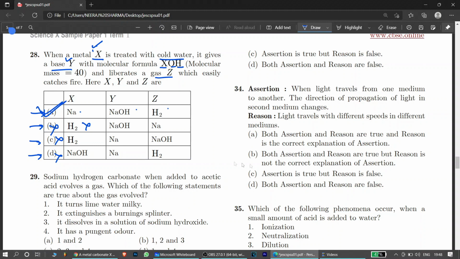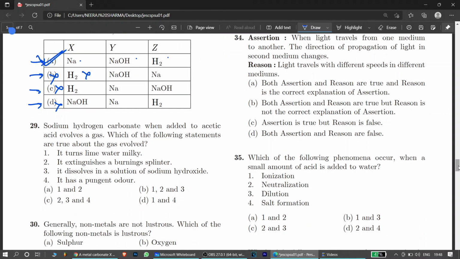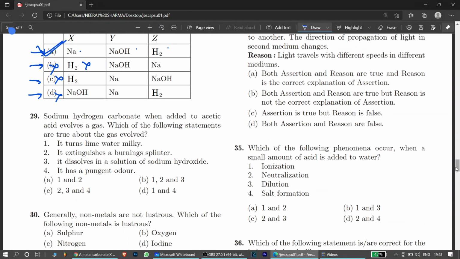Now coming to question number 29. Sodium hydrogen carbonate when added to acetic acid evolves a gas. Which of the following statements are true about the gas evolved? Right? So is it that the gas turns lime water milky? It extinguishes a burning splinter. It dissolves in a solution of sodium hydroxide. It has a pungent odor. So the four options are A 1 and 2, B 1, 2 and 3, C 2, 3 and 4, D 1 and 4. So you have to see.